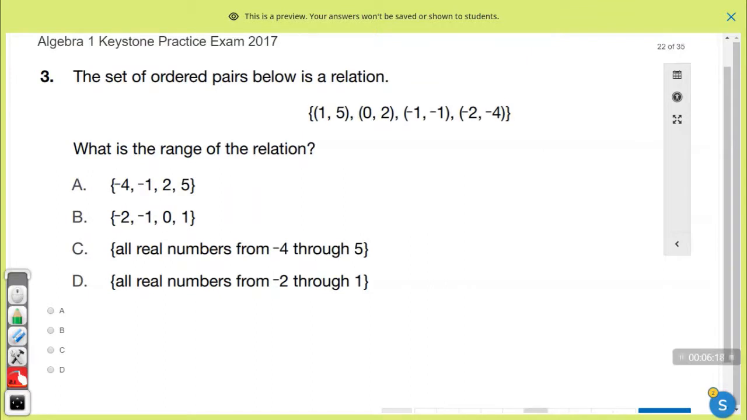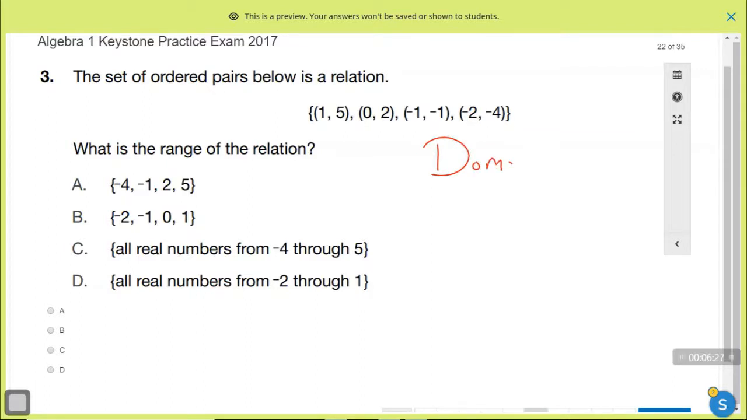Take a look at this one. The set of ordered pairs below is a relation, telling us it's a relationship between x and y. What is the range of the relation? Remember, we've got two things we look for when dealing with all the possible values in a relation: the domain and the range. Domain is the list of all possible x values in a relation, and the range is the list of all possible y values. I remember that because D comes before R alphabetically and X comes before Y alphabetically.